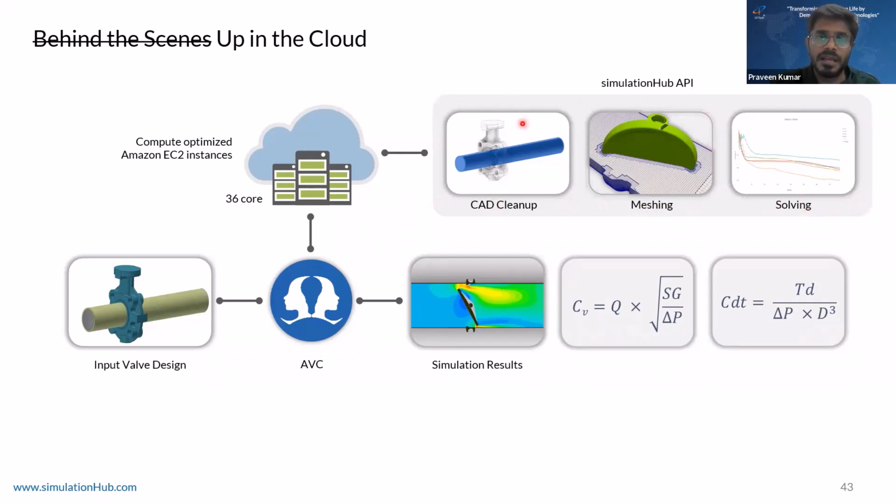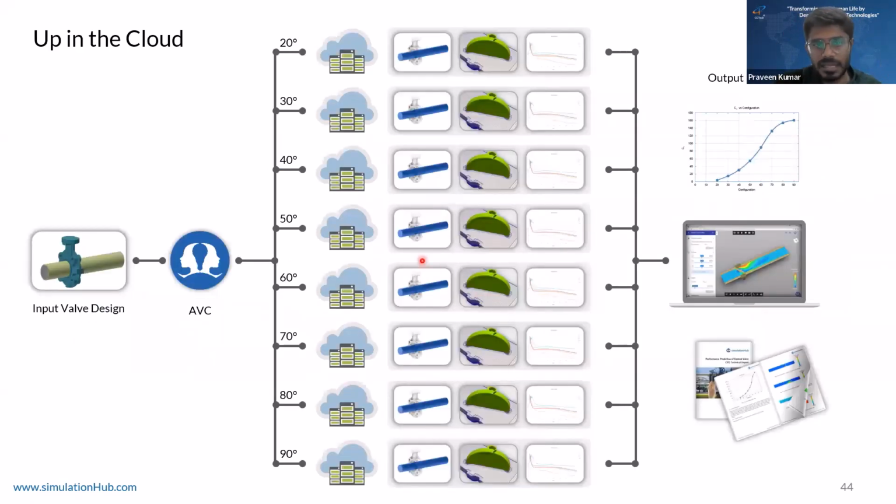Once the simulation is completed on the cloud, the results are available in the viewer, and the CV and CDT data is calculated. So this is for one valve and one opening. The same thing happens for the complete range of travel, for all openings of the same valve. The app starts a dedicated 36-core machine for each opening, so everything runs in parallel. Once the simulation is completed, all the results are available at the same time, the CV curve is plotted, the reports are generated, and 3D results are available for viewing.